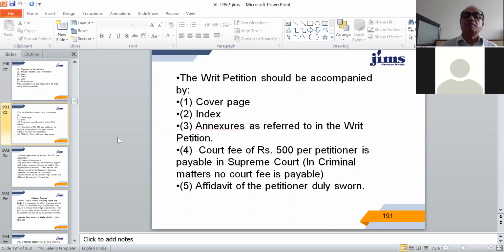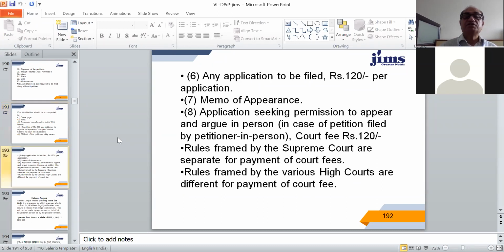Then writ petitions should be accompanied by this, you should know. Number 1, cover page. Number 2, index. Number 3, annexures as referred in the writ petition. And a court fee of ₹500 per petitioner is payable in Supreme Court. If there are 4 petitioners, you are supposed to pay 2,000 rupees court fee. But in criminal matters, no court fee is paid. And then affidavit of the petitioner duly sworn before notary public has to be filed along with the writ petition.